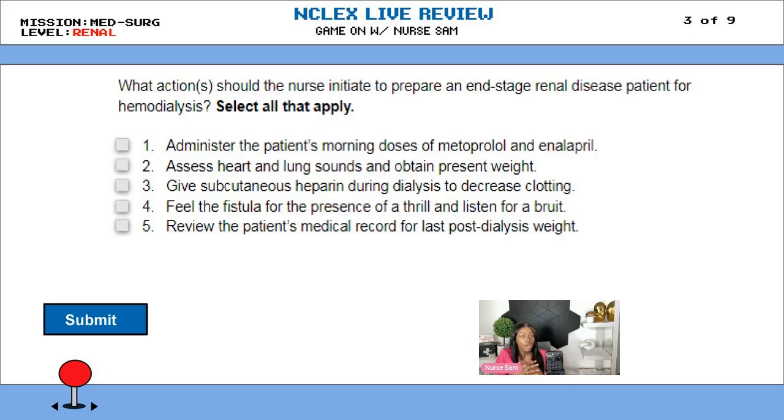What action should the nurse initiate to prepare an end-stage renal disease patient for hemodialysis? Select all that apply. Is it 1, administer the patient's morning doses of metoprolol and enalapril? 2, assess heart and lung sounds and obtain present weight? 3, give subcutaneous heparin during dialysis to decrease clotting? 4, feel the fistula for the presence of a thrill and listen for a bruit? And or 5, review the patient's medical record for last post-dialysis weight? We are selecting all that apply.